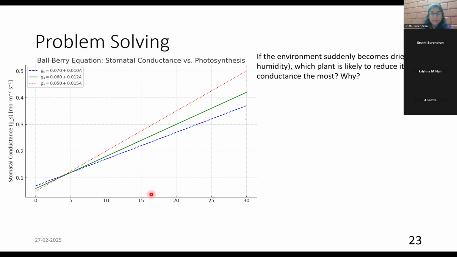So how can you do it? Let's consider the photosynthesis rate is the same. So at 50, when the photosynthetic rate is say 10 and the carbon dioxide concentration is not changing, only the relative humidity changes, then again this Ball-Berry index is what is going to reduce or increase. So based on that, from what can you understand that the stomatal conductance is going to be affected the most?